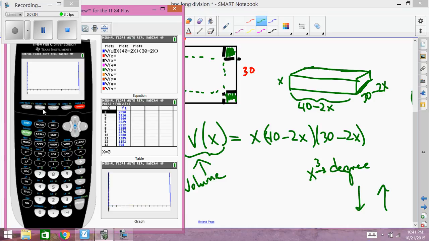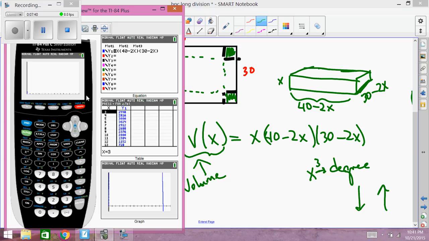Okay? But the first thing I want to start with in my window is a reasonable domain. So my domain was 0 to 15. I'm going to open it up a little bit just so I can give some room to see it on both sides. So I expanded to 17. My Y max is probably going to have to be pretty big. Let's just imagine what 40 times 30 is. That's 1200, and then another X out there. So I'm going to go with 2000 and see where that gets me.